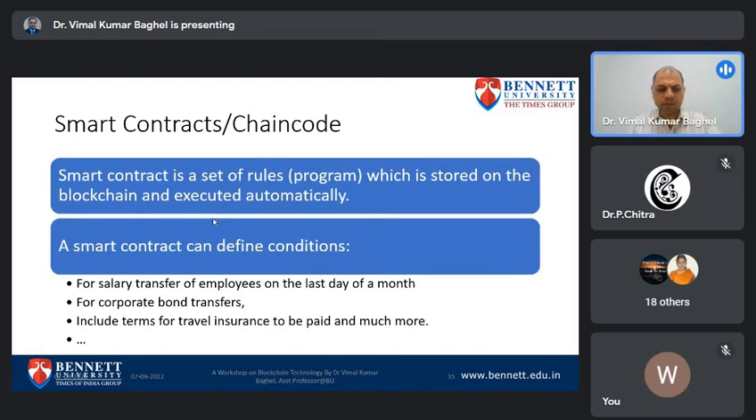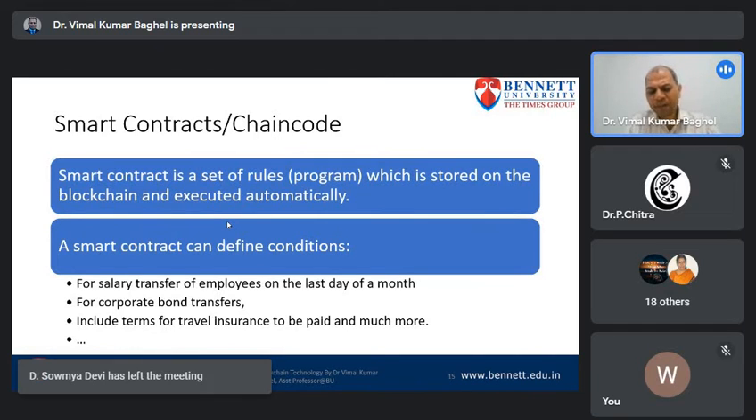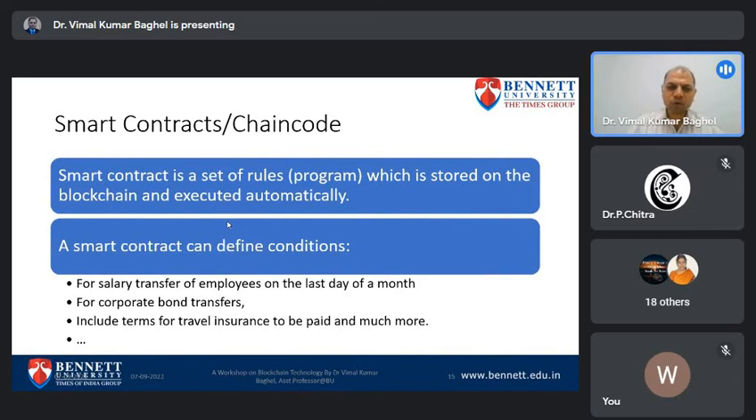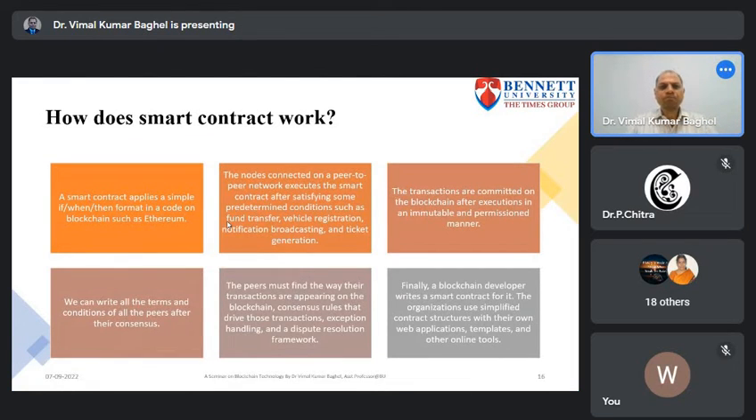And then we have examples like corporate bond transfers. On satisfying a particular condition, the corporate bond transfer can also be done through smart contracts. Or we can have the implementation of travel insurance that is to be paid to passengers or travelers. So on the basis of smart contracts or chain code that is written in a particular programming language, for example, Solidity, Golang, Rust, or even Python or JavaScript. These are the languages in which we write these smart contracts, and then they are executed on satisfying the particular conditions, right?